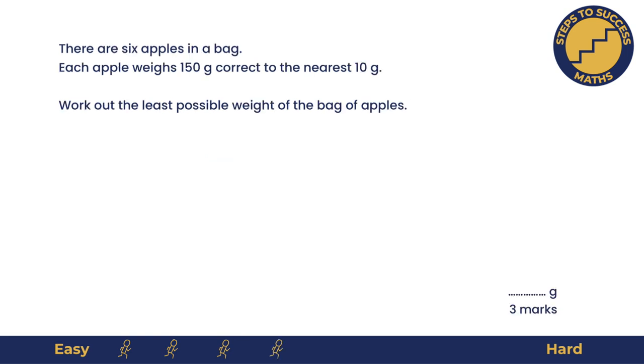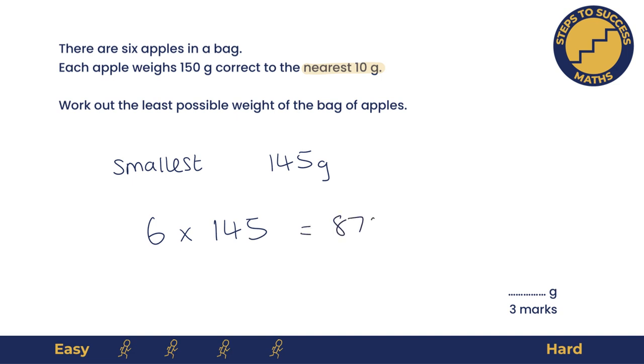There are 6 apples in a bag. Each apple weighs 150 grams, correct to the nearest 10 grams. Work out the least possible weight of the bag of apples. So let's start with one apple. So 150 grams to the nearest 10. So what was the smallest number you could have weighed it as that would round to 150? So is it 149? No, it's 145. That still rounds to 150. And then you've got 6 of these apples. So we need to do 145 times 6. Which is 870.